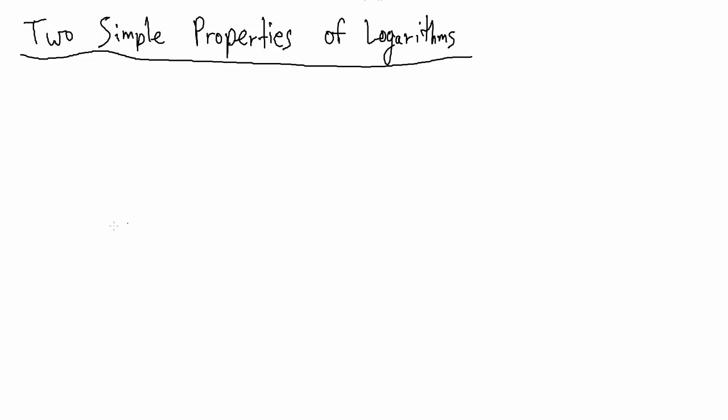In this video, we're going to explain two pretty simple properties of logarithms. The first one is the base b logarithm of the number 1 is 0.